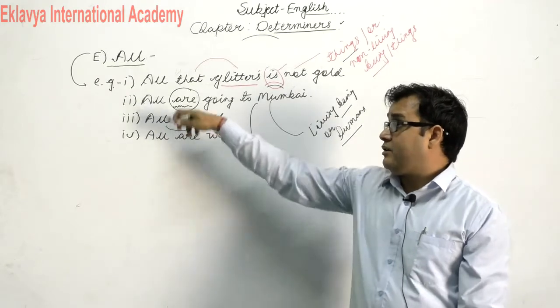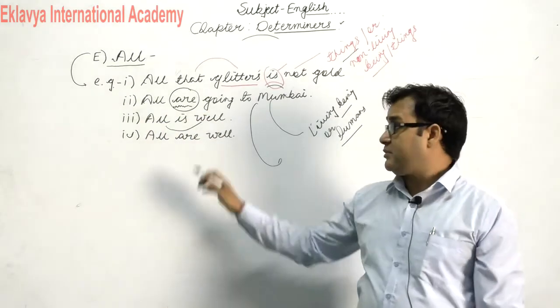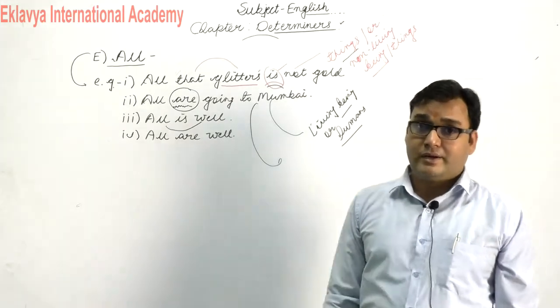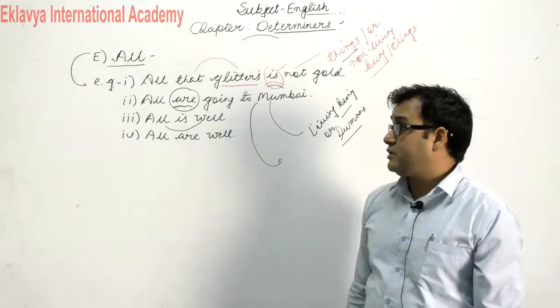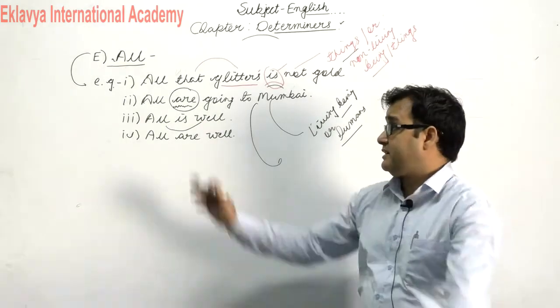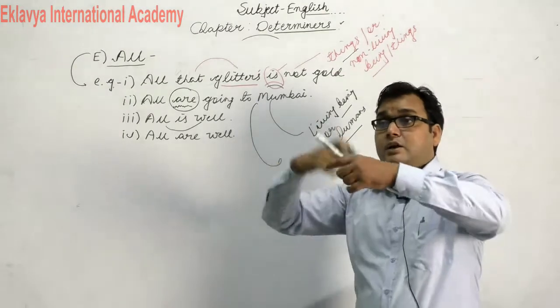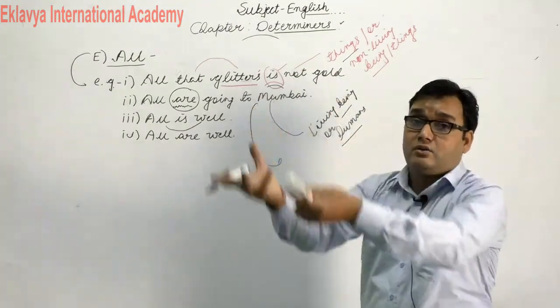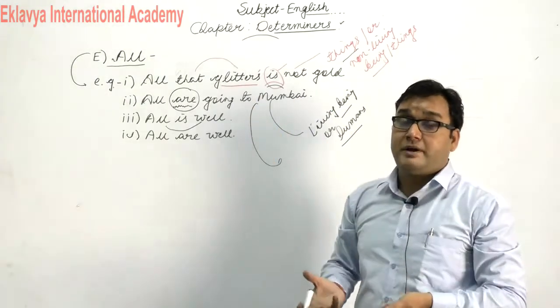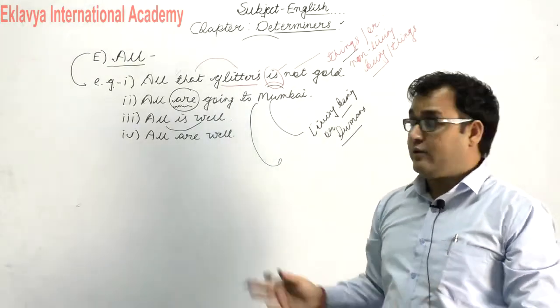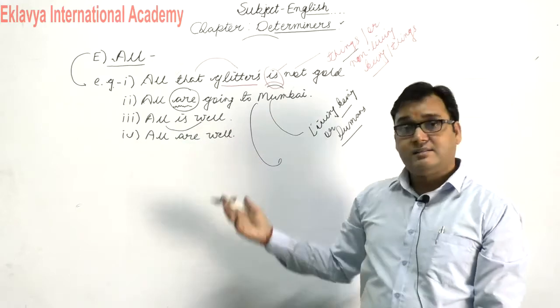Okay, here all basically जो qualify कर रहा है यहाँ पर a group of things को, कुछ लोगों को, कुछ चीज़ों को. It means that basically the word all is playing a role of adjective in a sentence. So all are going to Mumbai, सभी मुंबई जा रहे हैं. All किसके लिए, उन लोगों के लिए जो जा रहे हैं. All are going to Mumbai, all यहाँ पे कौन है, those people that are going to Mumbai. Okay, then all is well, सब कुछ ठीक है.